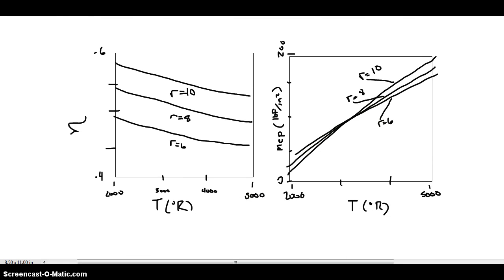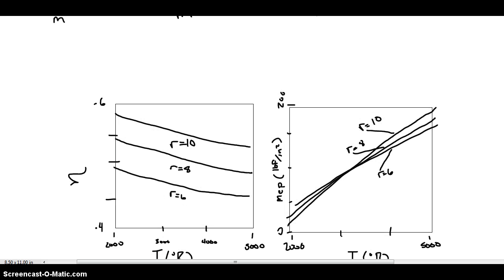Using Excel, you can plot these, and we see that for a larger compression ratio, you're just going to have a higher thermal efficiency, and for the varying temperatures, at the lowest temperature, you tend to have the highest efficiency. And then our mean effective pressures, those lines all cross right around in here about 3,200 degrees Fahrenheit.